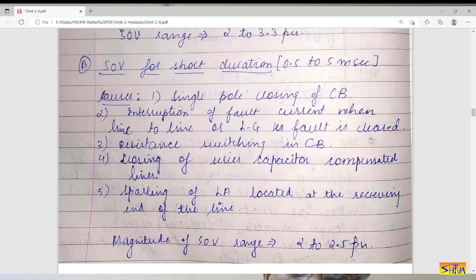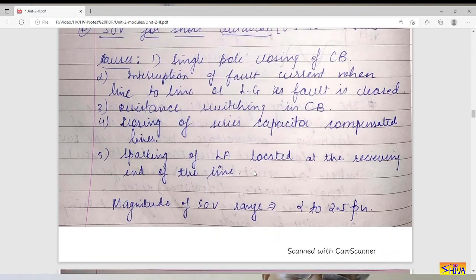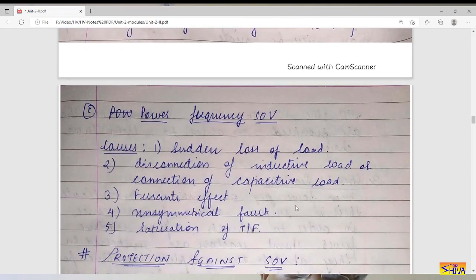First cause is single pole closing of circuit breaker. Second is interruption of fault current when line to line or line to ground fault is cleared. Third is resistance switching in circuit breaker. Fourth is closing of series capacitor compensated line. Fifth is sparking of lightning arrester located at the receiving end of the line. And magnitude of switching over voltage during these conditions is 2 to 2.5 per unit.